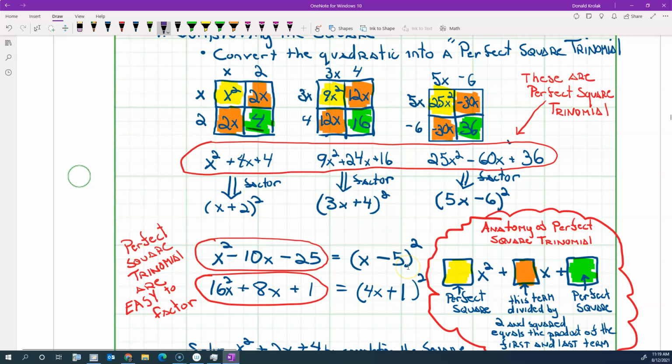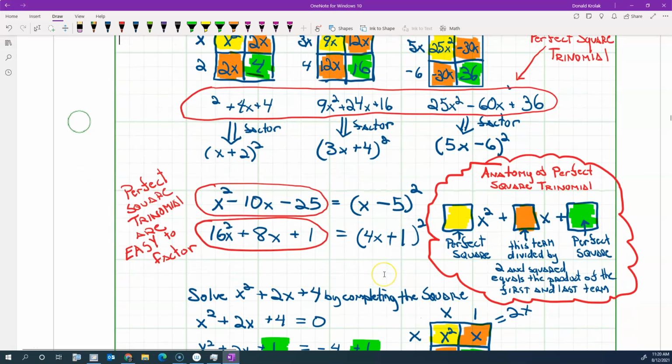Everything that was a perfect square trinomial, do you notice that this is a perfect square? Okay, the quadratic term's a perfect square, and the constant's a perfect square. Perfect square, perfect square. So as being part of a perfect square trinomial, the quadratic term needs to be perfect, and the constant needs to be perfect, and the linear needs to be even.